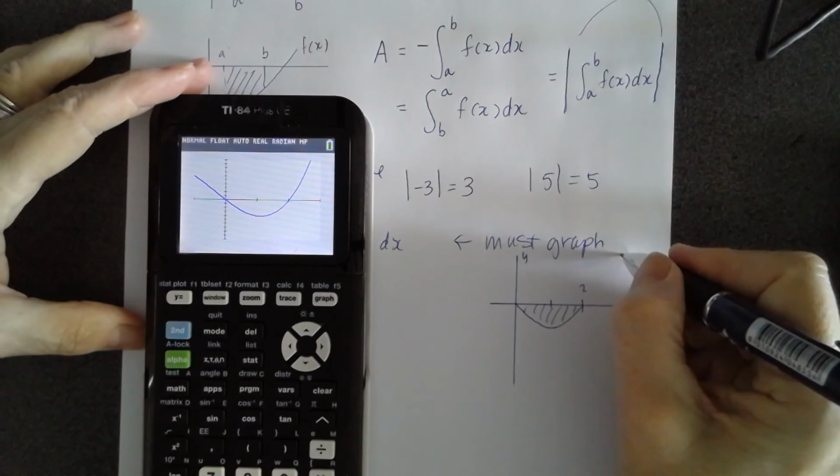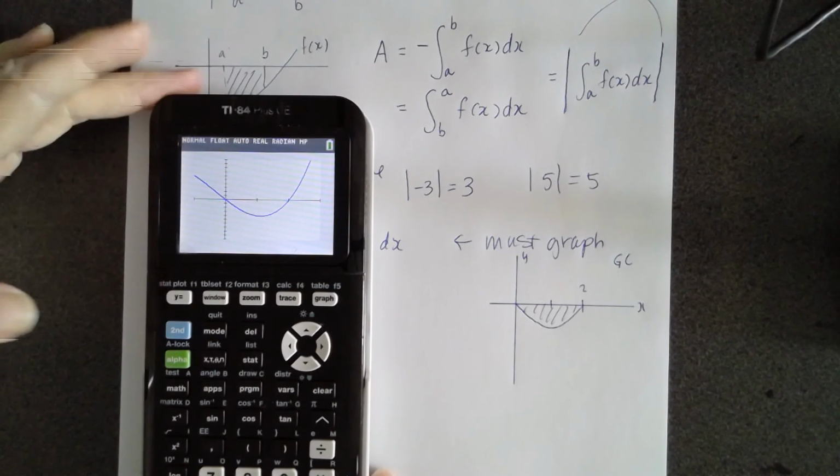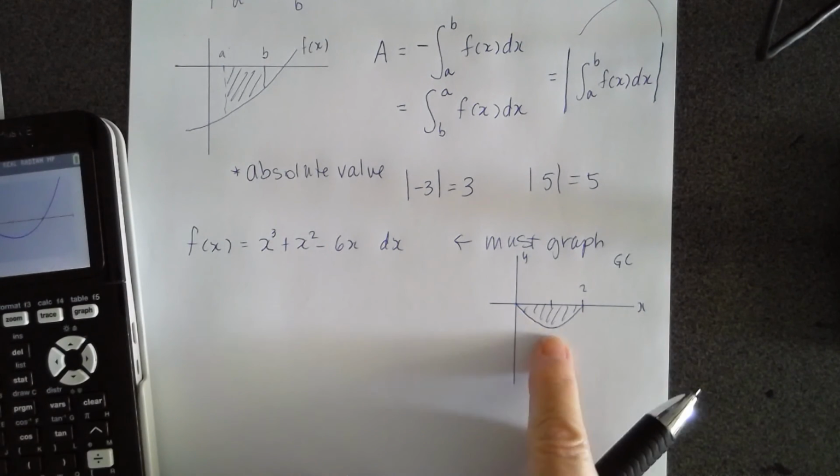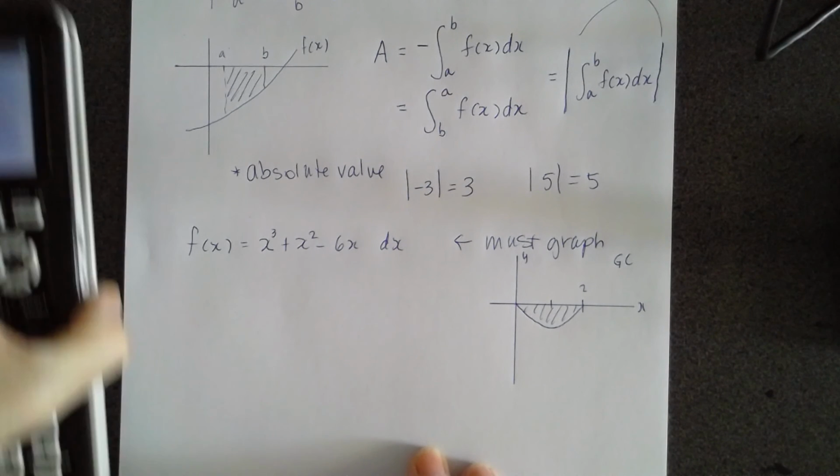You can go GC if you want, or who cares? You could have known that. I mean, really, you could have put in 0 and 1 and 2 into this equation and figured out these points, and then you would have known it was underneath. It's not like you have to actually graph it. Okay? All right, so there it is.